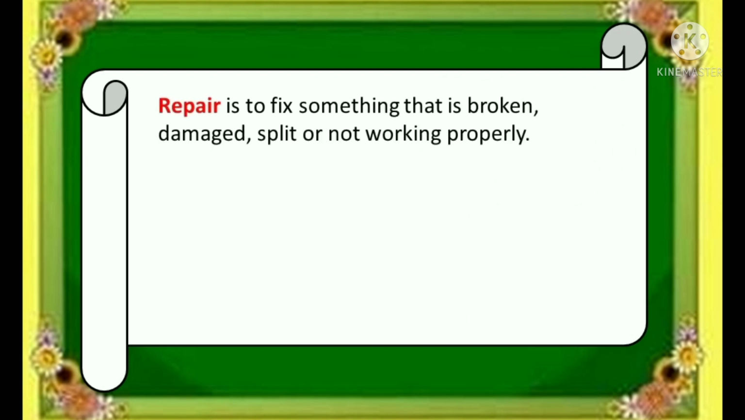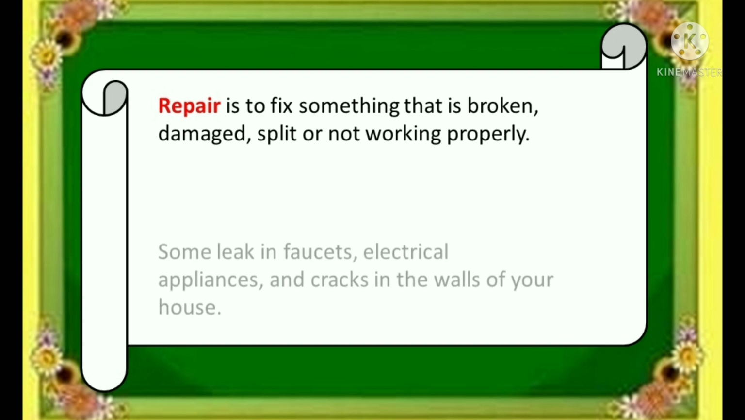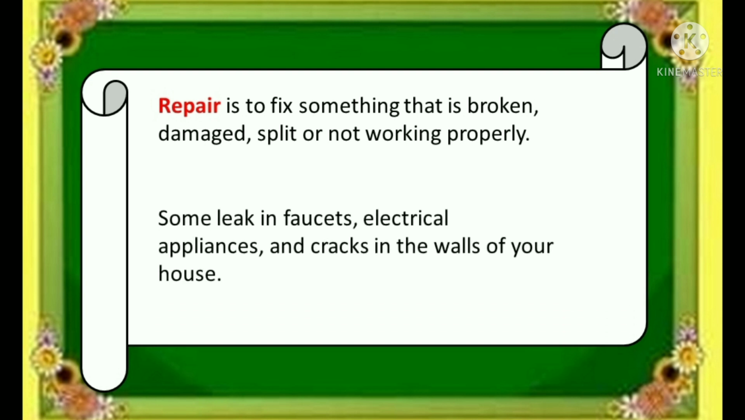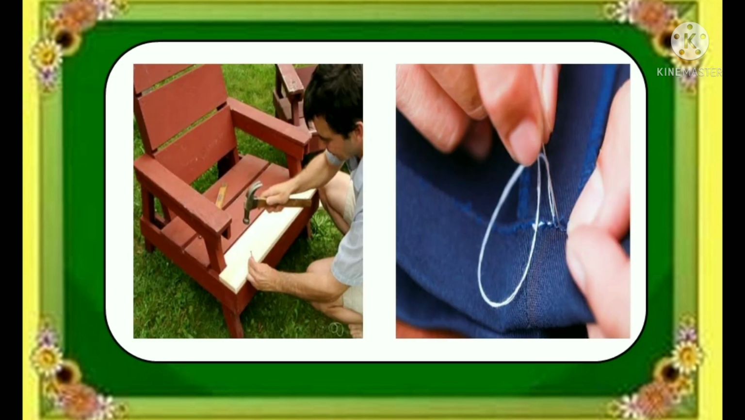Another way to manage waste in the environment is to repair. Repair is to fix something that is broken, damaged, split, or not working properly. You can seek help from elders to repair some leaks in the faucet, electrical appliances, and cracks in the walls of your home. These are examples of repairing materials.